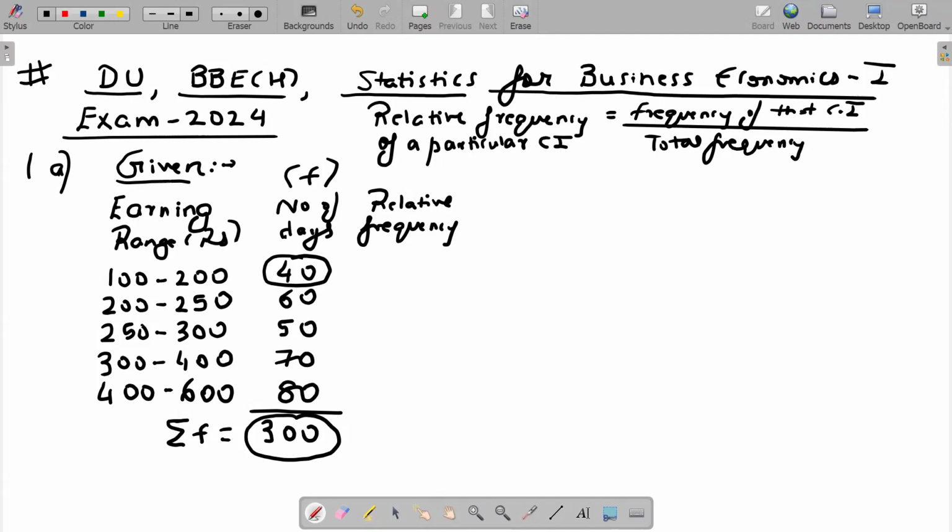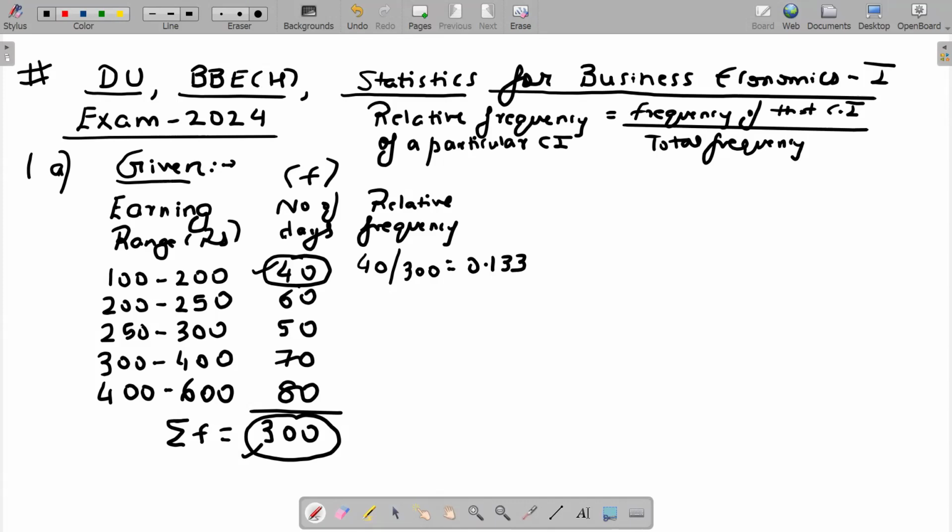To convert to percentage, you multiply by 100, but we are not looking at percentage. We are looking at absolute terms. So this is going to be 40 divided by 300. How much is 40 over 300? Students can quickly use a simple calculator and verify it's 0.133. So it's 40 over 300, which is 0.133.